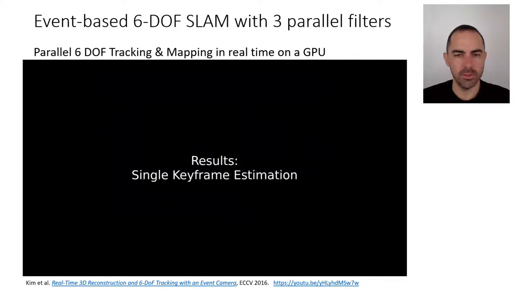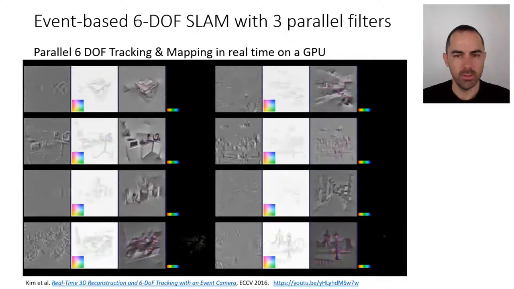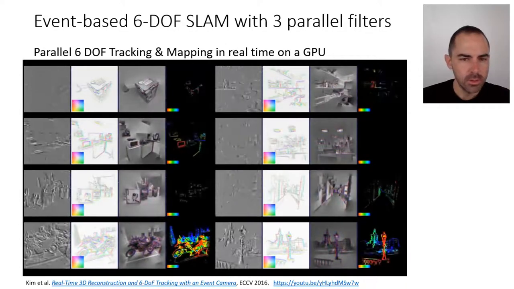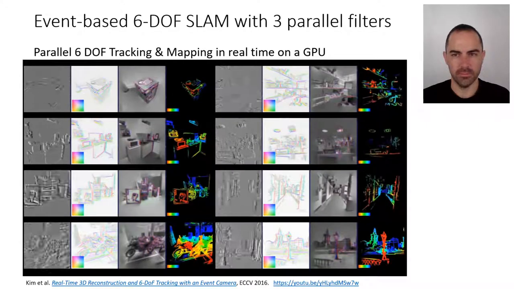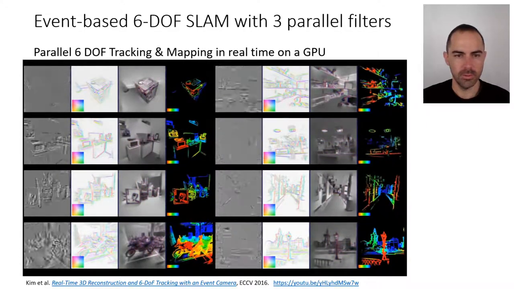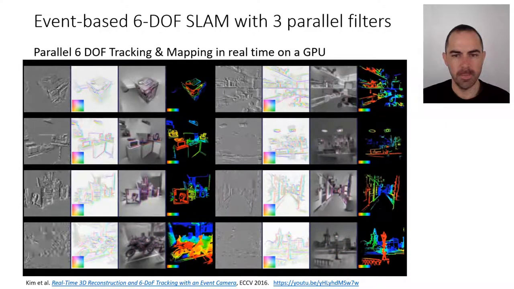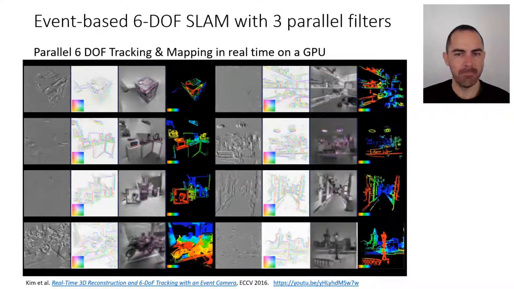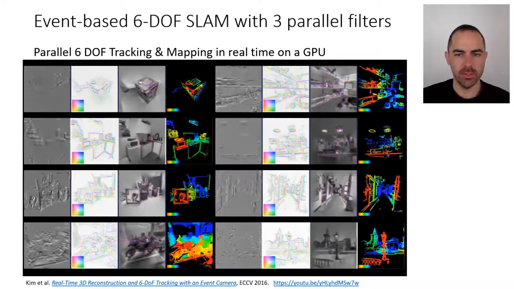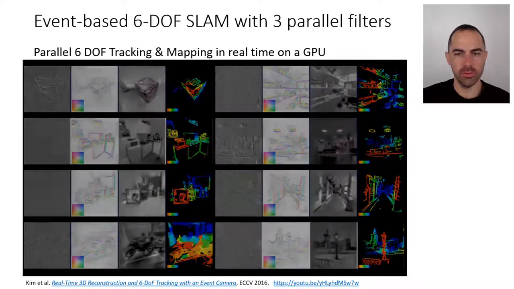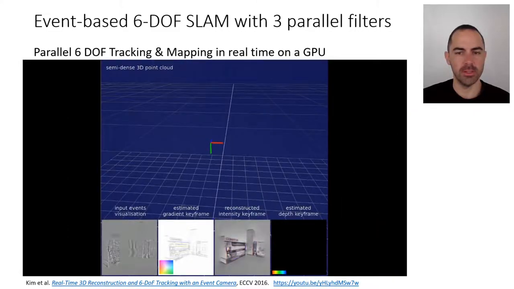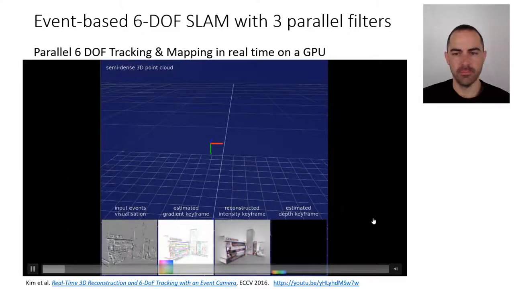That was for a single keyframe, and then we can do this for different variety of scenes. This is just to show that it works in different scenarios. And because we are reconstructing here a single keyframe, then we still try to make motions in 3D, but not very far away from that keyframe.